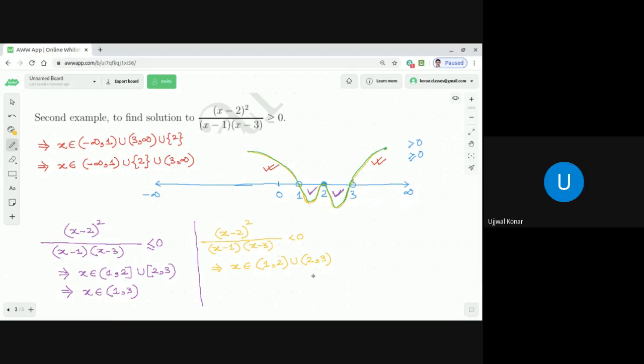Now here you cannot merge the open interval 1 to 2 union the open interval 2 to 3 into the open interval 1 to 3, because 2 should be included then, na? So here this will be the solution set. Understand the fine line difference. Absolutely clear, dear students? Yes.